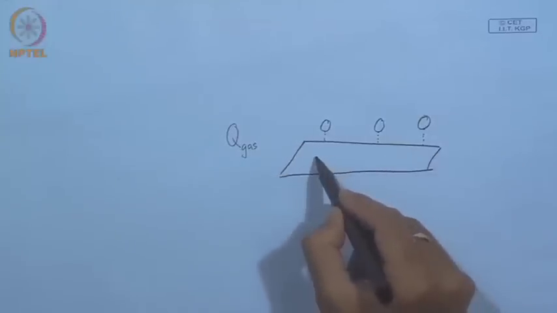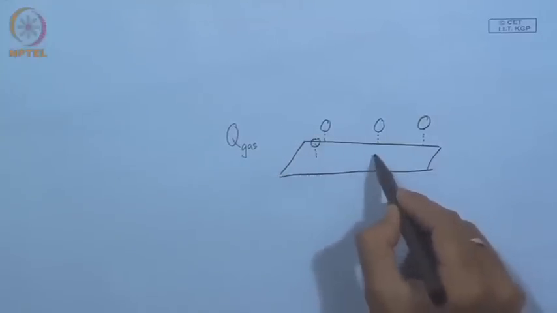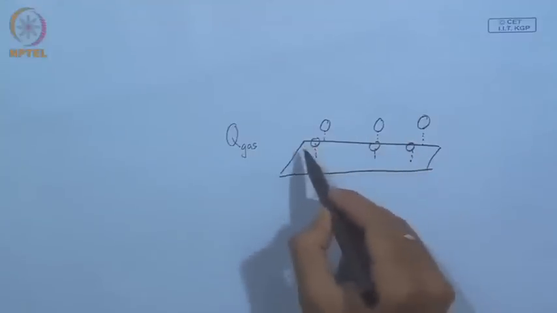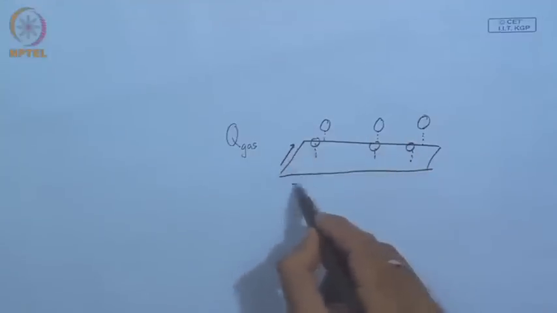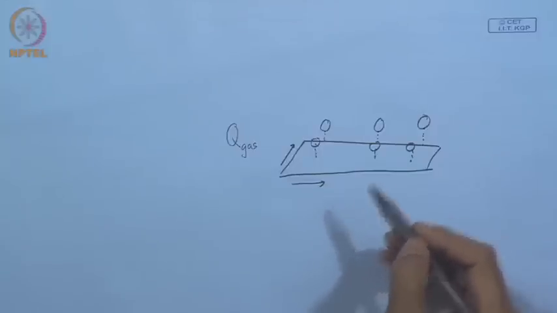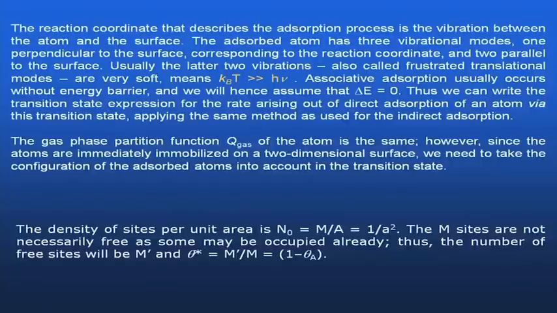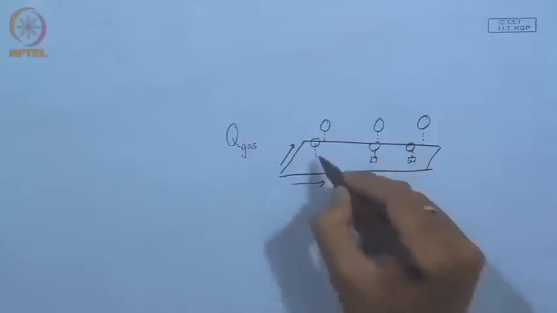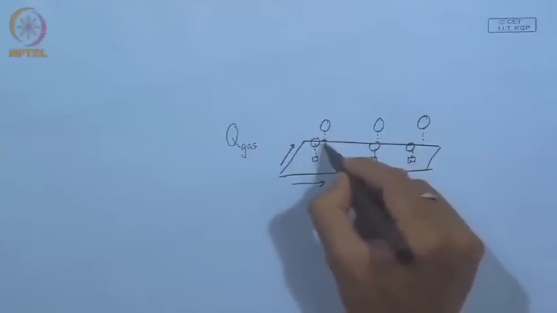So, some of them are here sticking out like this. So, it is a two dimensional case. Okay. And we need to take the configuration of the adsorbed atom into account in the transition state. Okay. So, this is the situation. So, the density of sites means, say this is one site, this is another site, say this is another site, like this.